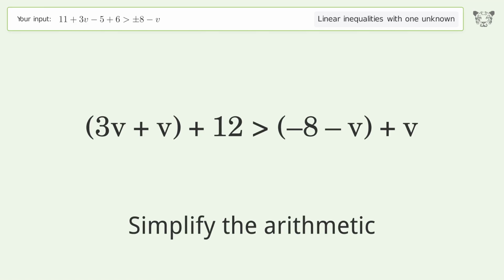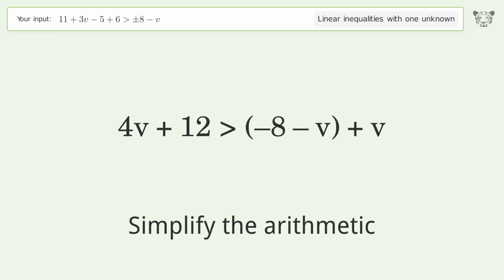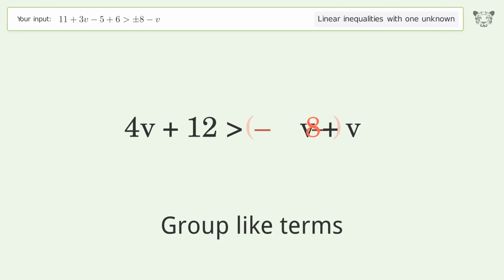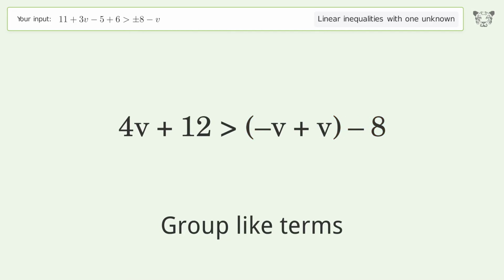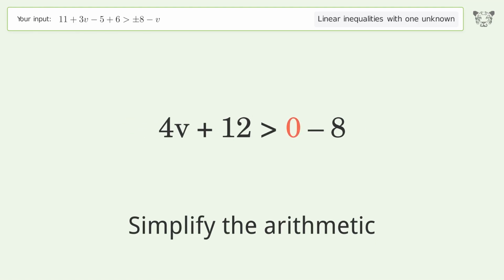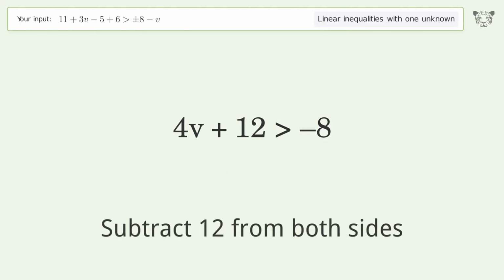Simplify the arithmetic. Group like terms. Simplify the arithmetic. Group all constants on the right side of the inequality. Subtract 12 from both sides.